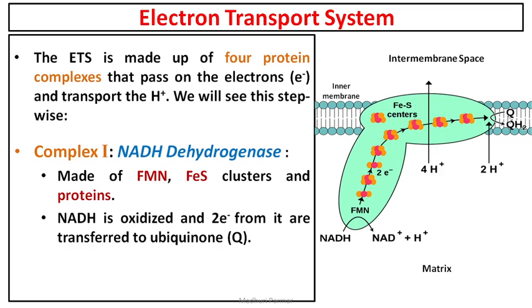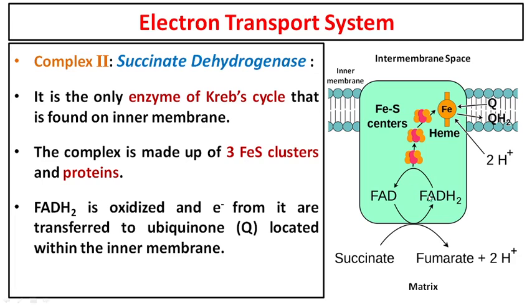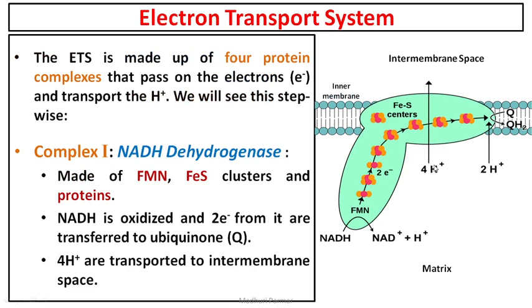Now, when ubiquinone accepts an electron, it also accepts 2 protons. Can you see these 2 H plus? These 2 H plus and the electrons coming from the iron sulfur cluster and the ubiquinone will form QH2, which is reduced ubiquinone or ubiquinol. Clear till here? So that is the NADH dehydrogenase complex.